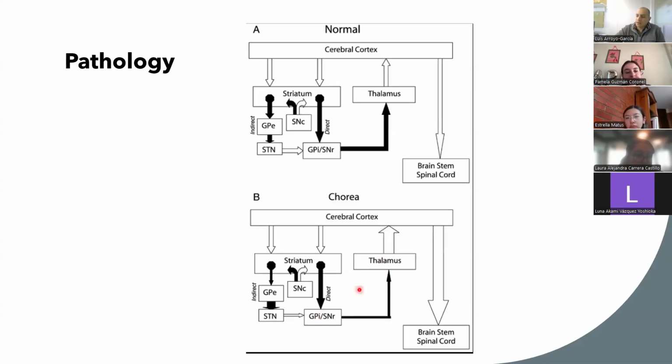So what happens here? We have the substantia nigra, and if we go to the striatum here, sorry, here we have the substantia nigra compacta that has the dopaminergic neurons, and here we have the dopaminergic receptors, right? What is happening in Parkinson's disease? Who is dying?